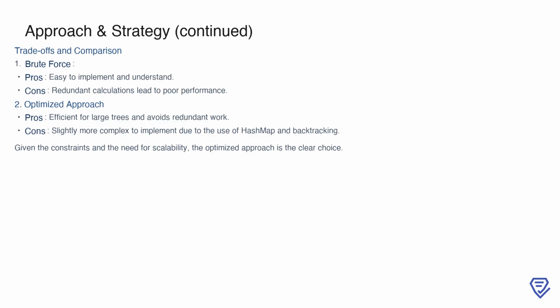The brute force method is simple and easy to implement, which makes it appealing for small trees or as a starting point for understanding the problem. However, its major drawback is the poor performance due to redundant calculations, which render it impractical for larger datasets. On the other hand, the optimized approach using a hash map and prefix sums is highly efficient, as it avoids recalculating sums and ensures scalability for larger trees.